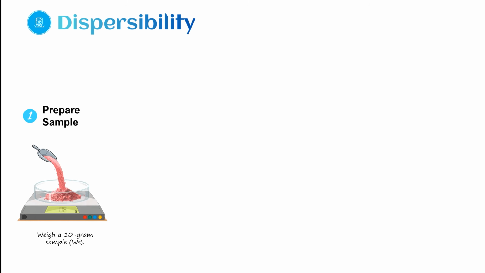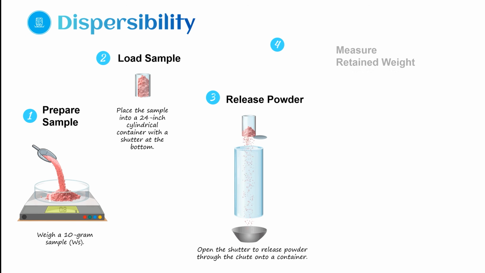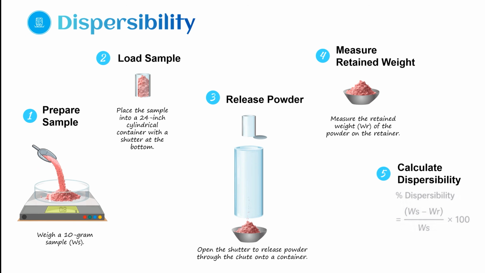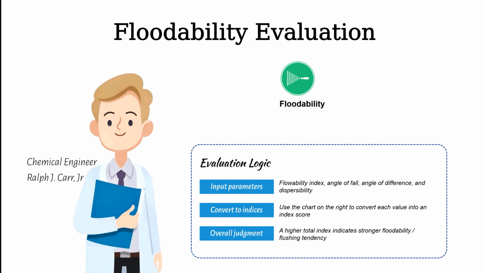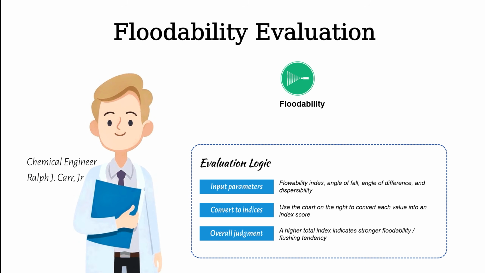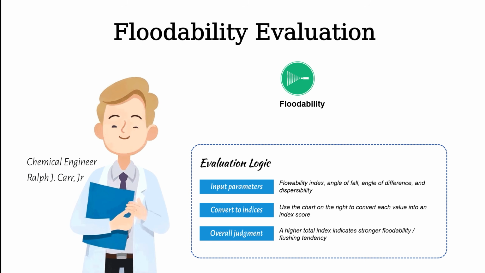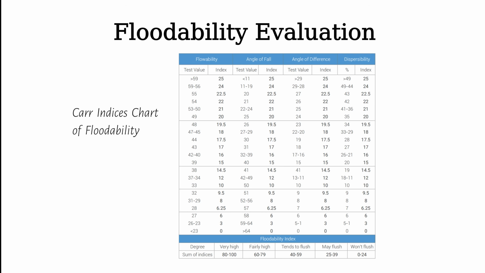Dispersibility looks at another side of dynamic behavior. That is how easily powder becomes dispersed during movement. This can be especially useful when evaluating dusting and handling risks. Finally, this dynamic characteristic can be combined with the flowability index, angle of fall, and angle of difference to evaluate floodability, the tendency of a powder to become aerated or flushing during handling. The resulting floodability index gives us another perspective on powder handling.